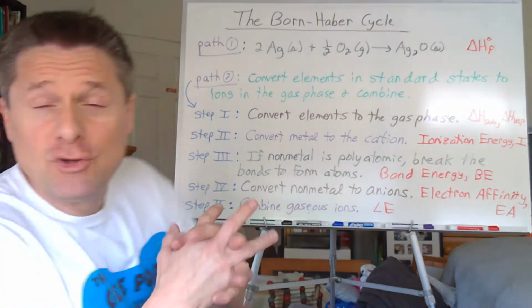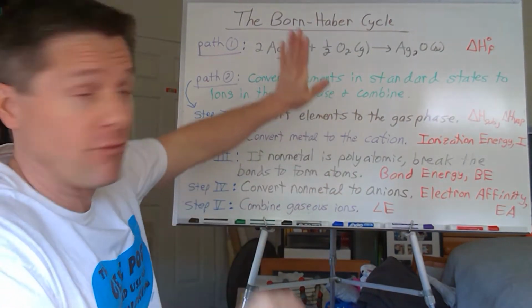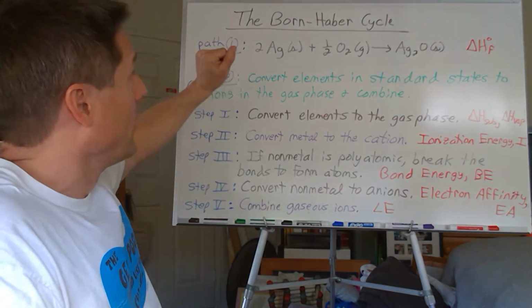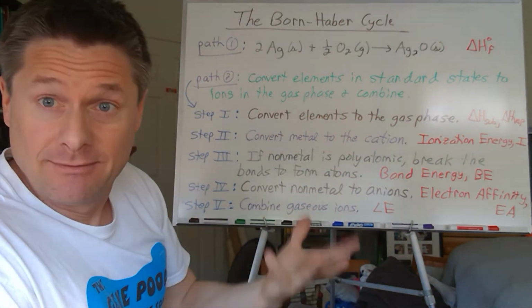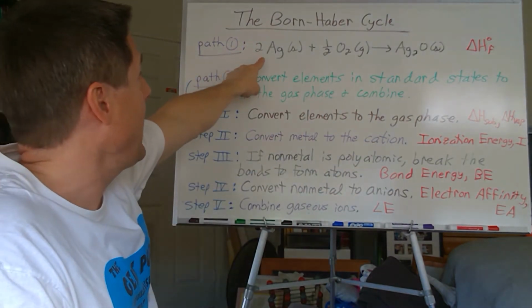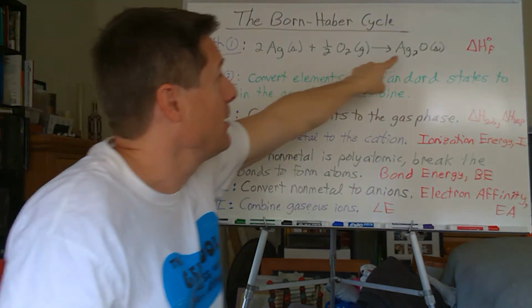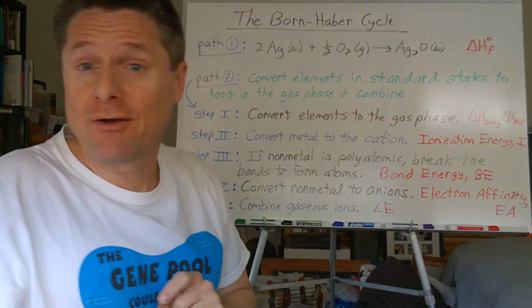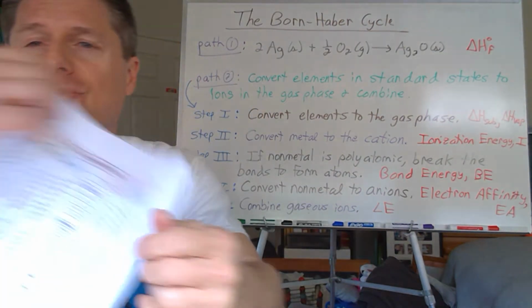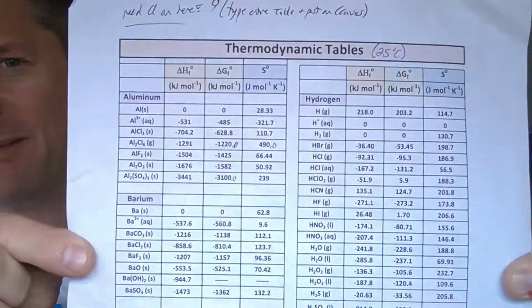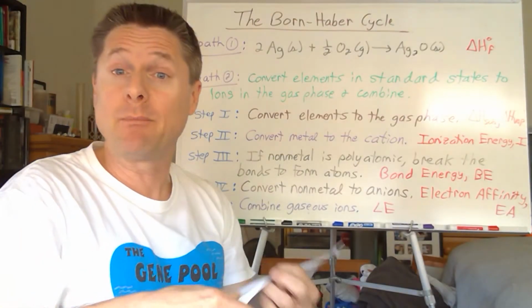All right, let's look at the two pathways in detail here. For the Born-Haber cycle, we want to form the ionic solid. We can do that in path 1, that one step from the elements in their standard states. And that's your standard heat of formation, which you can get from thermodynamic tables. So you can look that one up directly.